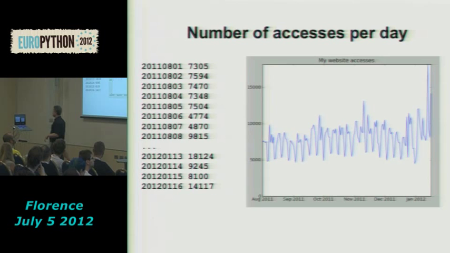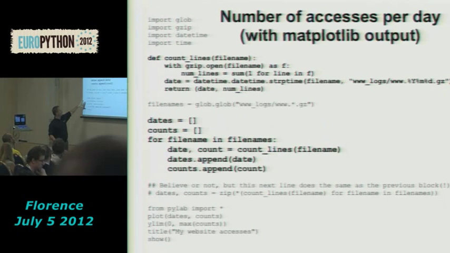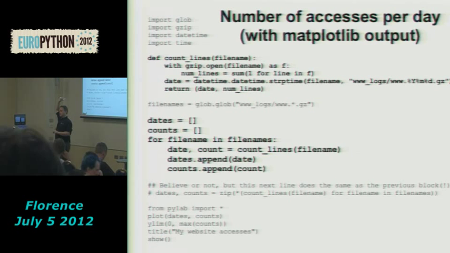The matplotlib code is actually this part right here at the bottom, about 5 lines or so. Import pylab, make a plot where the x-axis is all of the dates and the y-axis is the counts. This is the entire code to make the graph of the previous slide.